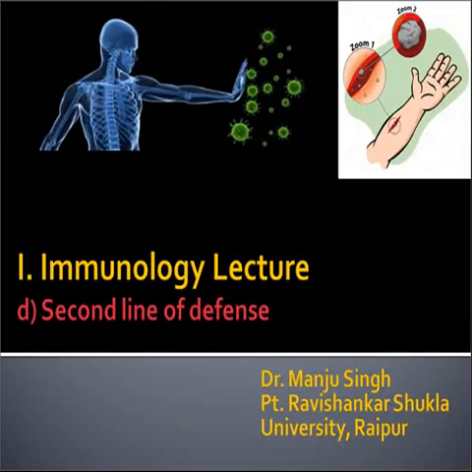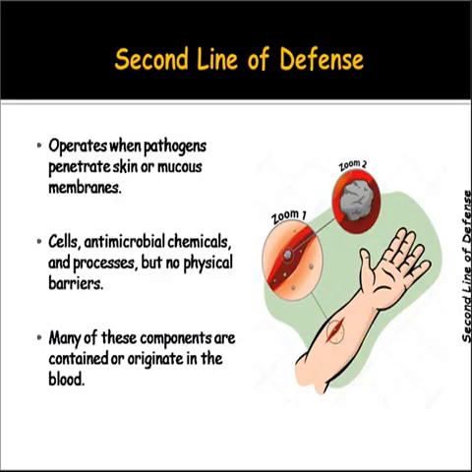Dear students, now we are going to start the second part of immunology, in which we are going to discuss the second line of defense. In the last lecture we discussed the general overview of the immune system, its basic components, and the first line of defense, which is more mechanical and physical in nature.